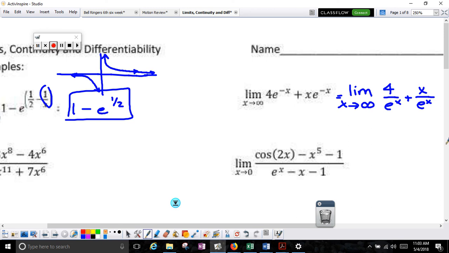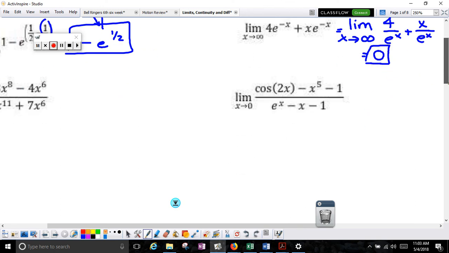So now when we go to infinity, we think about which part of our rational expression, the numerator or denominator, grows faster. Well, e to the x grows quite fast, so e to the x is going to grow faster than 4. So this first term would go to 0. Likewise, e to the x grows faster than x, so that term would also go to 0. So since our denominators increase at a much faster rate than the numerators, our limit is 0.